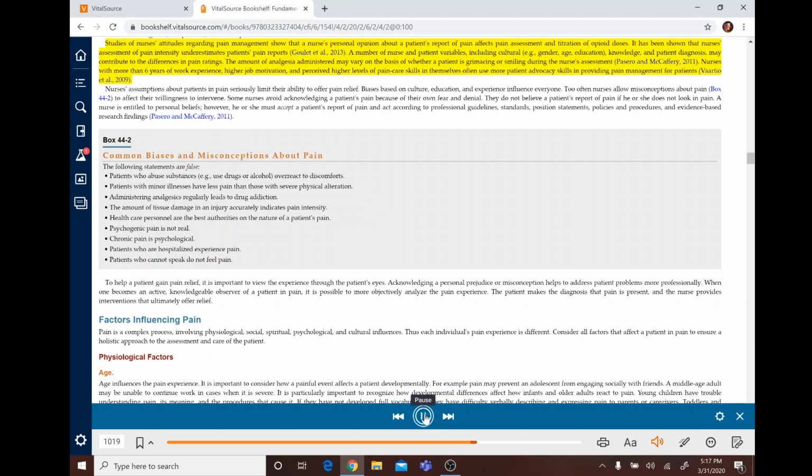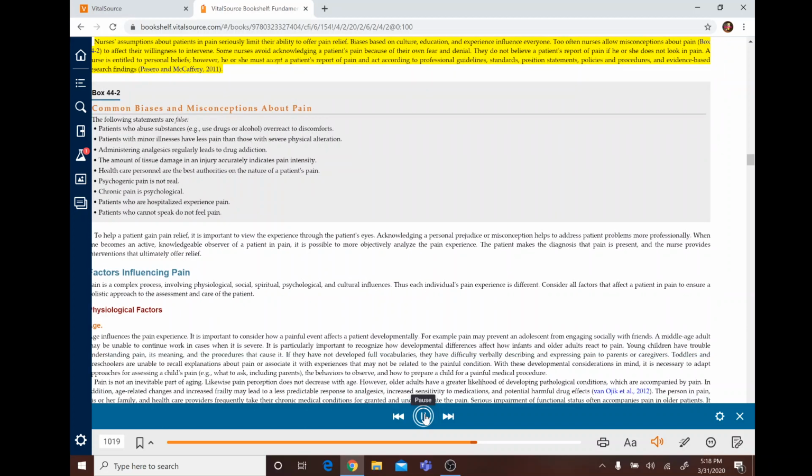Nurses with more than 6 years of work experience, higher job motivation, and perceived higher levels of pain care skills in themselves often use more patient advocacy skills in providing pain management for patients. Nurses' assumptions about patients in pain seriously limit their ability to offer pain relief. Biases based on culture, education, and experience influence everyone. Too often nurses allow misconceptions about pain, Box 44-2, to affect their willingness to intervene.